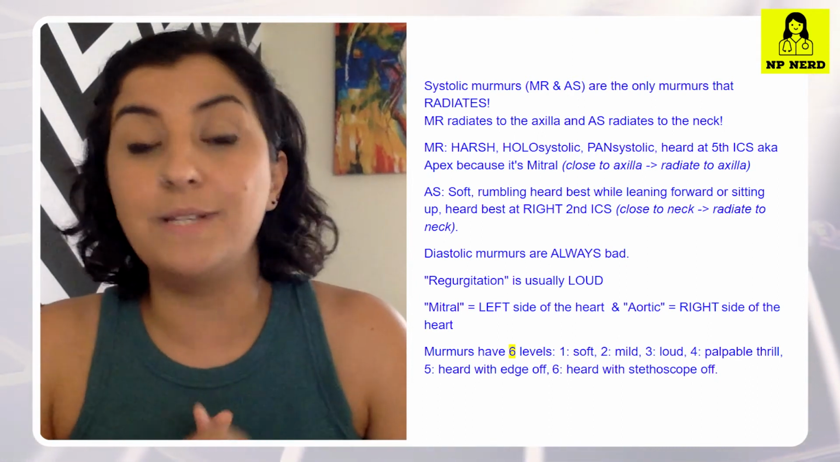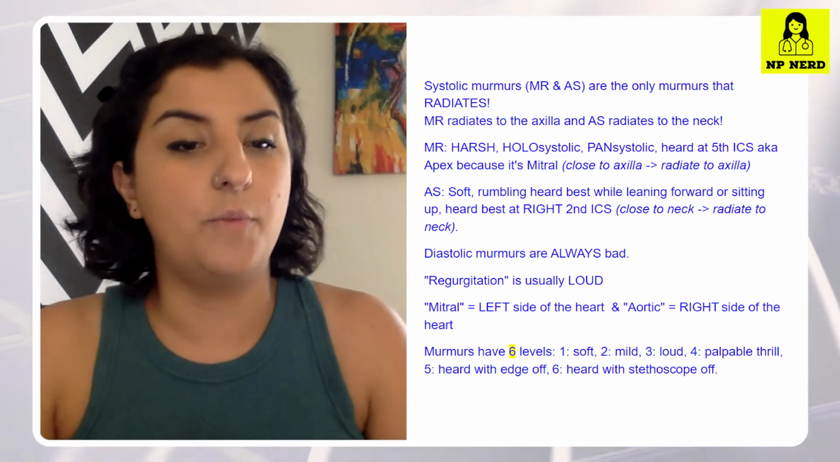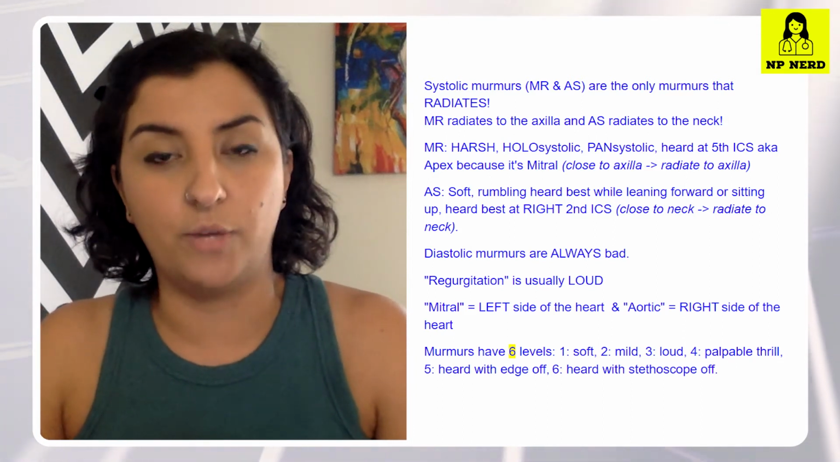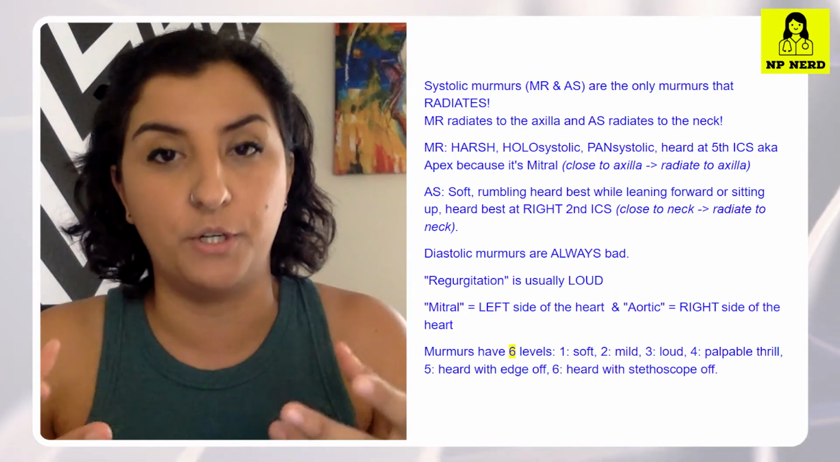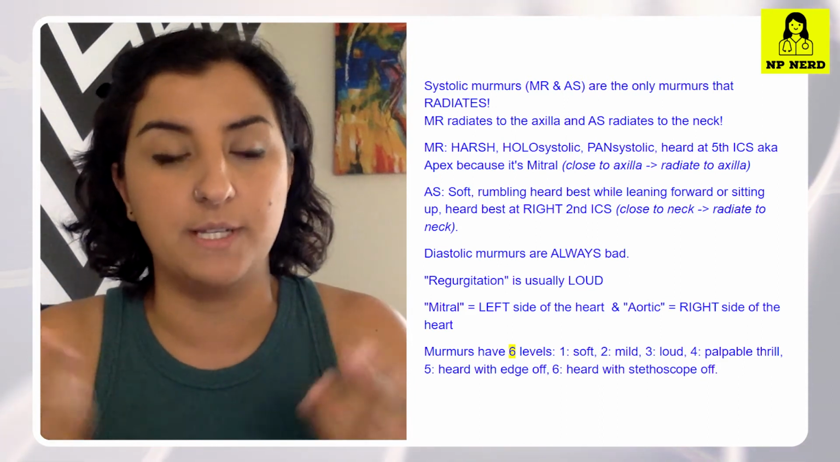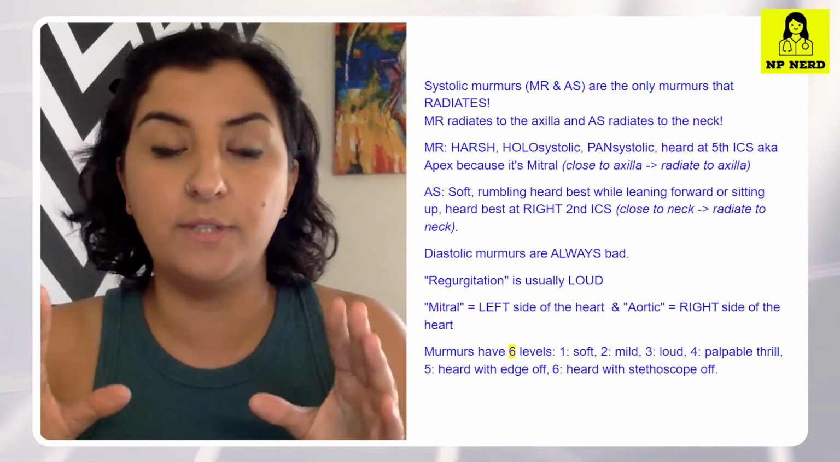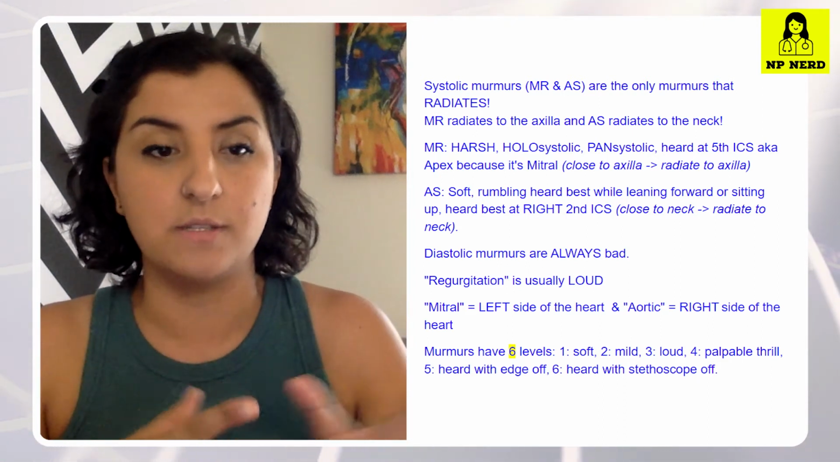Diastolic murmurs are always bad. They're not benign, they're bad. You gotta investigate. Regurgitation is usually loud. When you hear in the test, they're gonna describe for you the type of murmur, and then your job is to distinguish what kind of murmur it is. So when they say it's loud, think regurgitations. Regurgitations tend to be louder than stenosis.